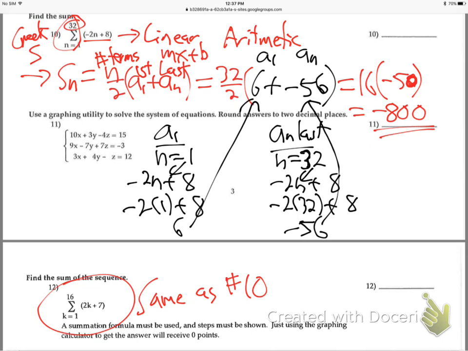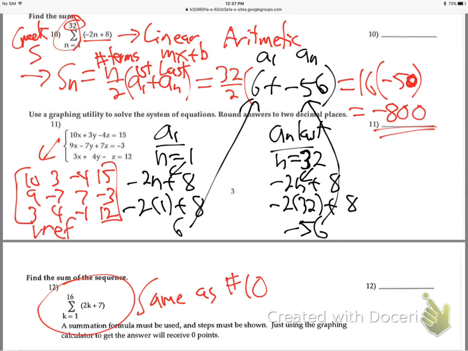We good? Number 11 is just use the calculator, right? 10, 3, negative 4, 15, 9, minus 7, 7, minus 3, 3, 4, so minus 1, 12, RREF on your graphing calculator. Reduced row echelon form. And boom, right? Just like number 9, 8, one of those. That good there? How are we doing?